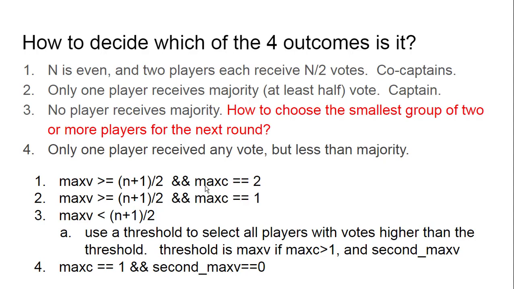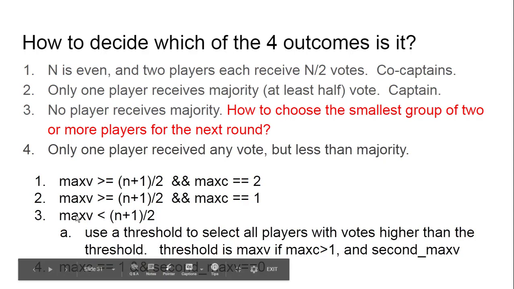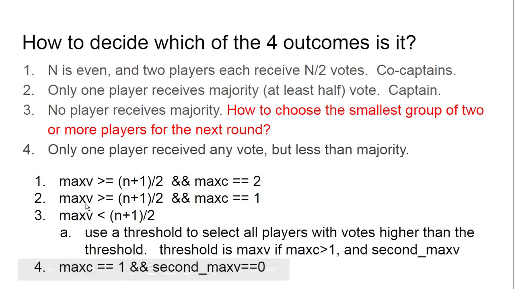The co-captain case is when that happens and maxc equals 2. The single captain case is when that happens and maxc equals 1. Essentially we have a captain if maxv is greater than or equal to the majority. If that doesn't happen, then we have maxv less than the majority.